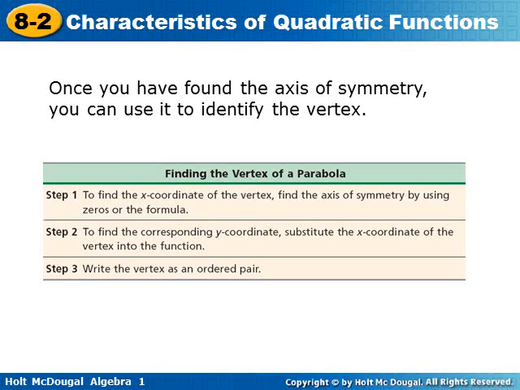So finding the vertex of a parabola, step 1, to find the x-coordinate of the vertex, find the axis of symmetry by using zeros or the formula. Step 2, to find the corresponding y-coordinate, substitute the x-coordinate of the vertex into the function. And then step 3, write the vertex as an ordered pair.